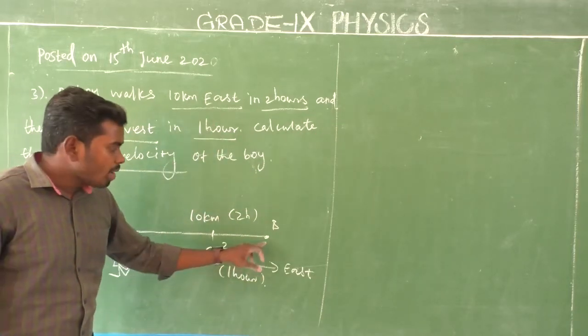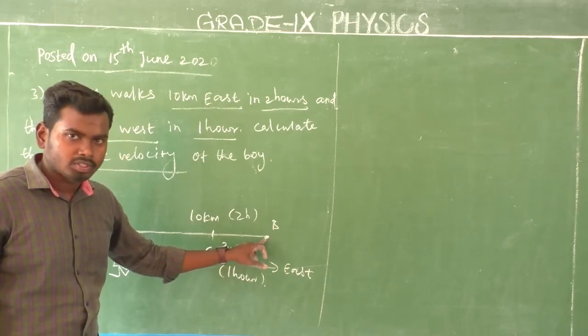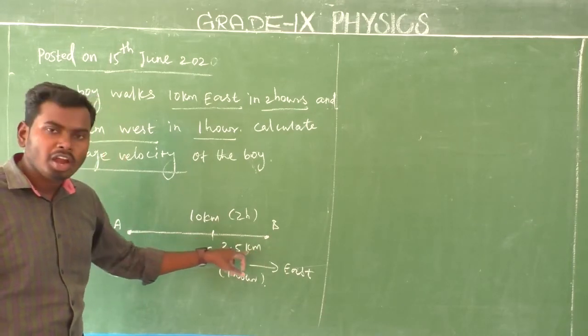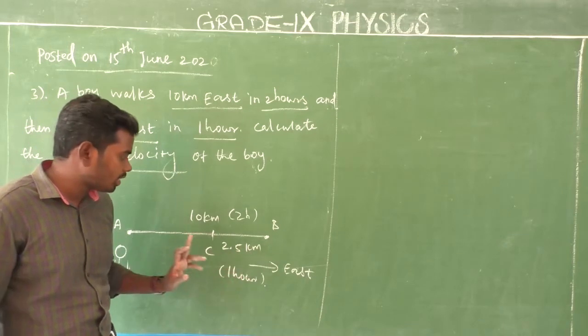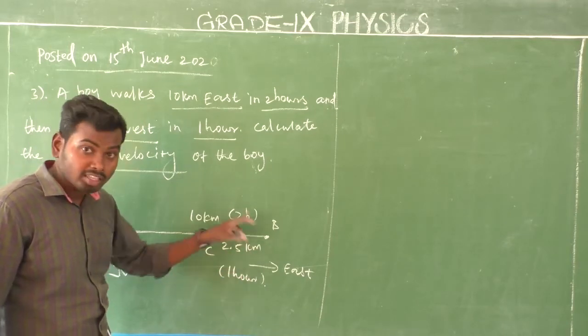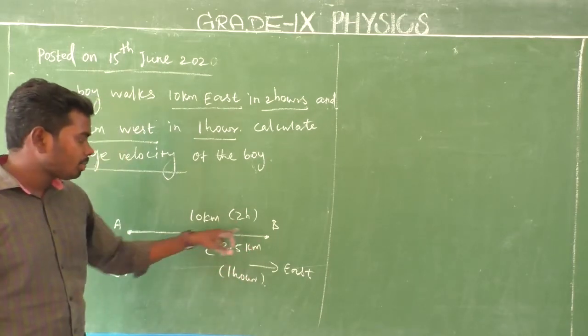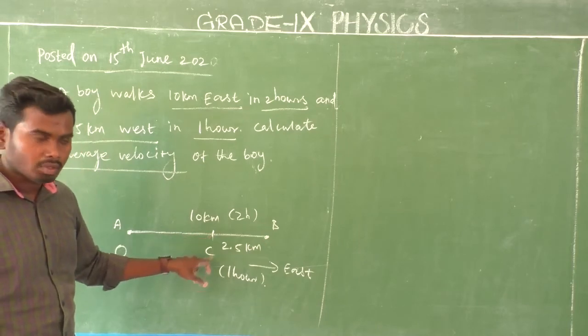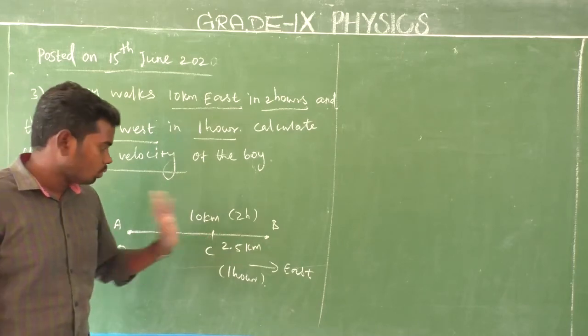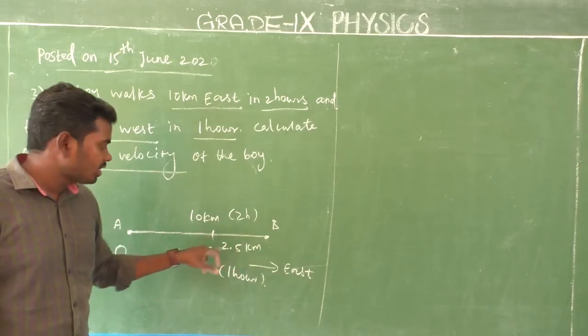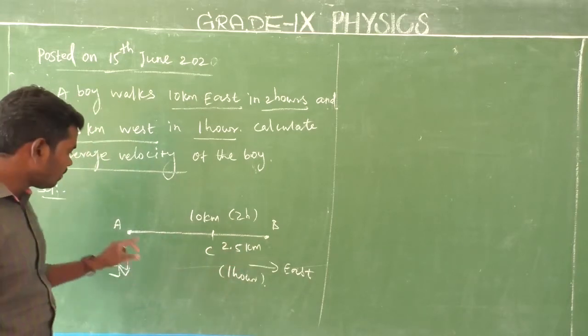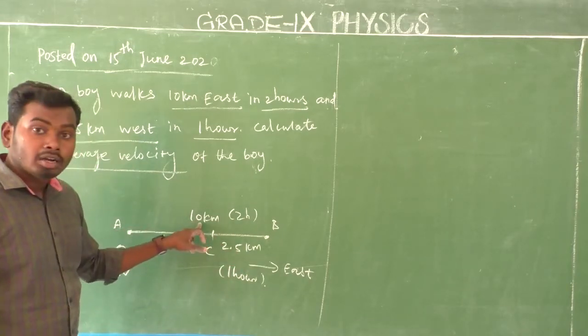Again that boy moves along the same path. The boy covers just 2.5 kilometers in 1 hour along the same path. So again the boy comes to position C here. Position C. Is it clear? So the distance between B and C is 2.5 kilometers. The distance between A and B is 10 kilometers.